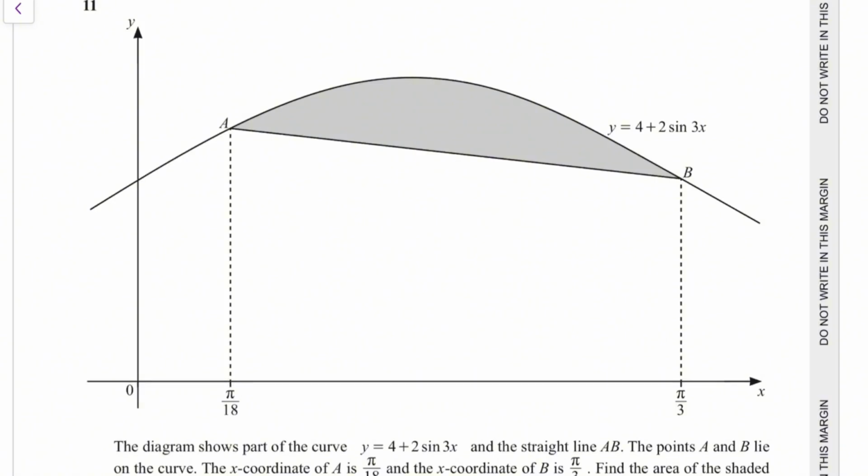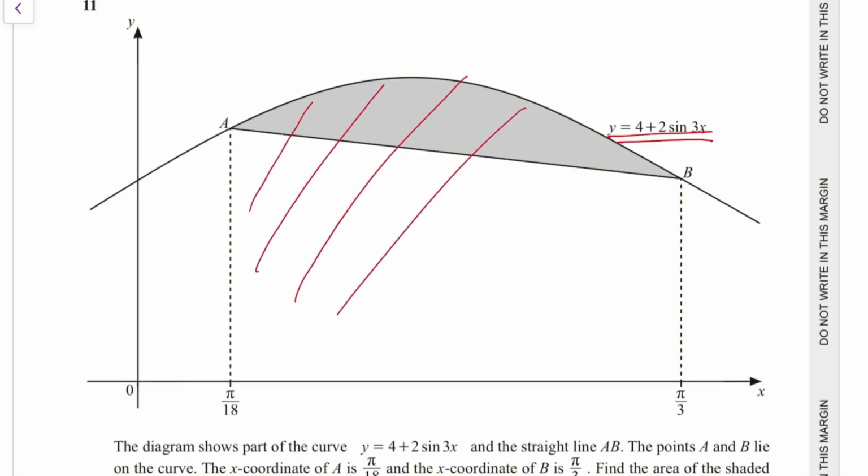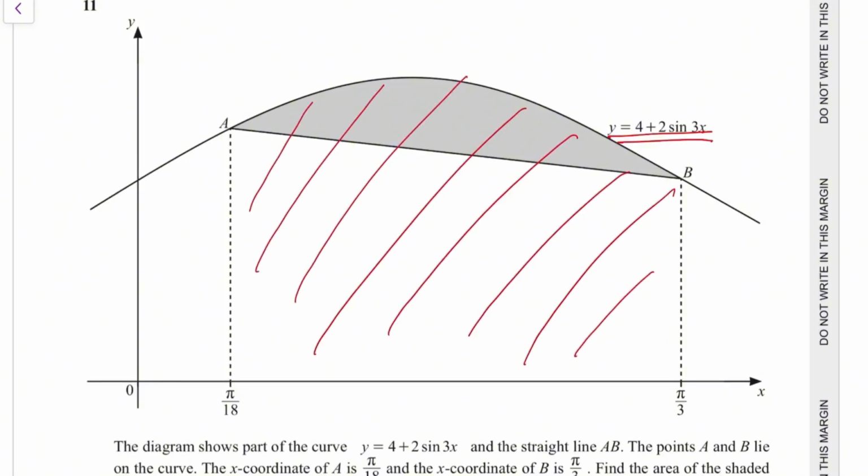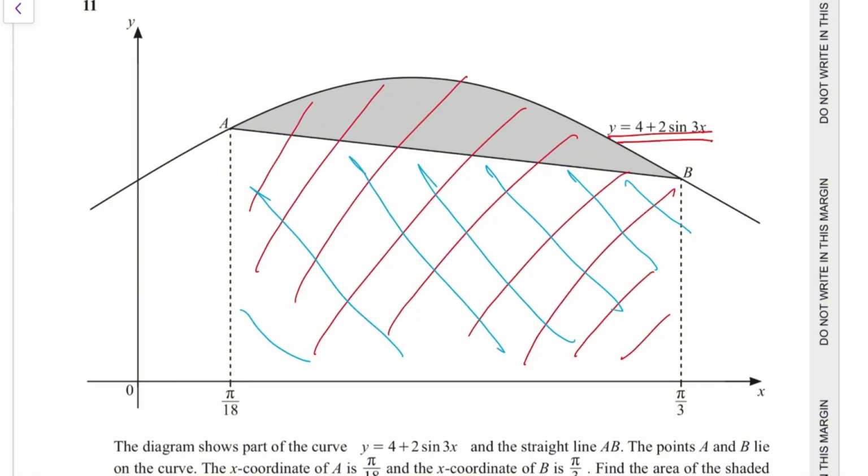So this area is bounded by the area under the graph of y equals 4 plus 2 sine 3x and the straight line AB. You can see that if you find the area under that curve bounded between A and B, you will get an area of this much. That means to get the shaded region, you need to subtract the area of this trapezium. Right? This is just a trapezium, isn't it? Because they have parallel sides.